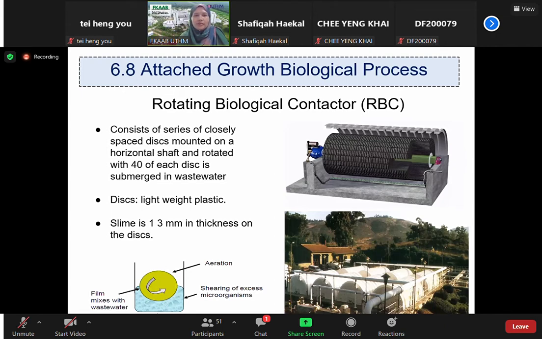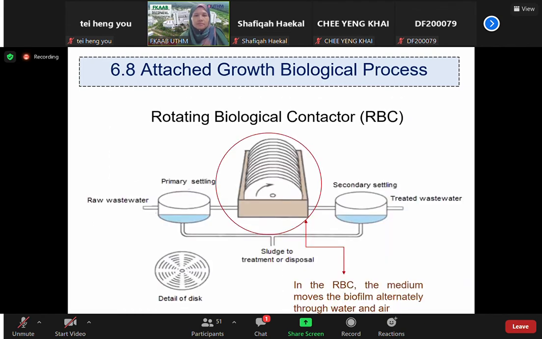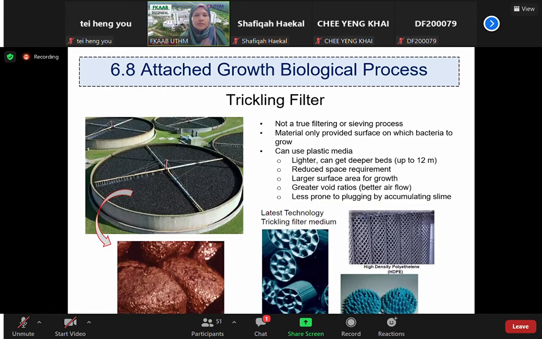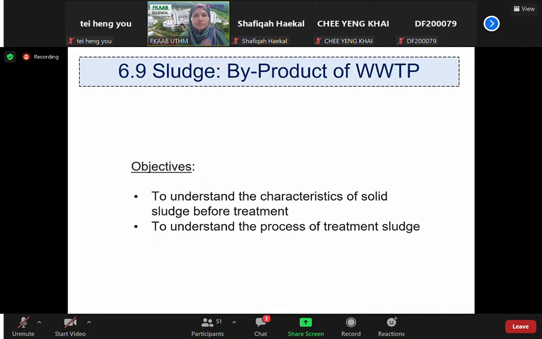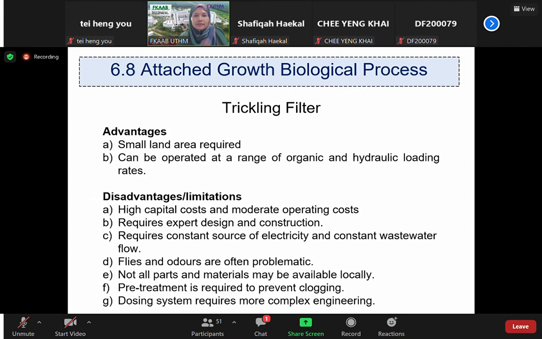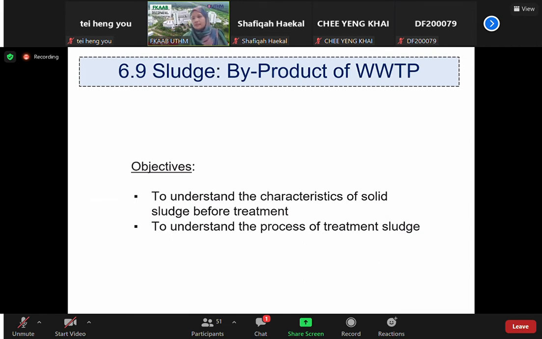Kalau community, we have lots of, kalau kat overseas lah ni, so dia boleh provide some rotating biological contactor, okay, for their septic tank. Okay, so this is basically some technology for the trickling filter tadi. Okay, finally is the sludge.